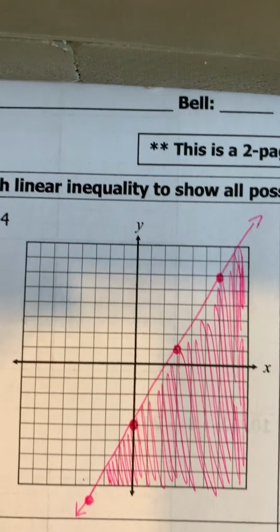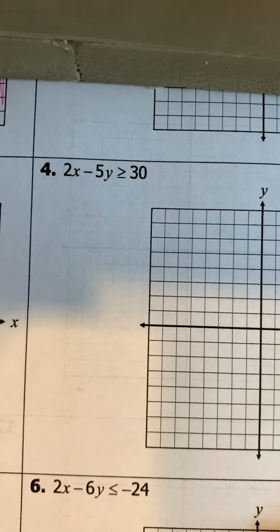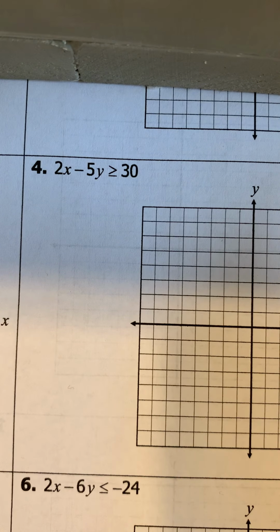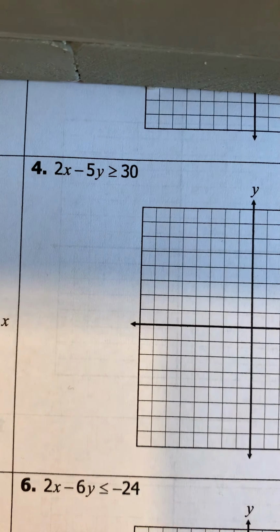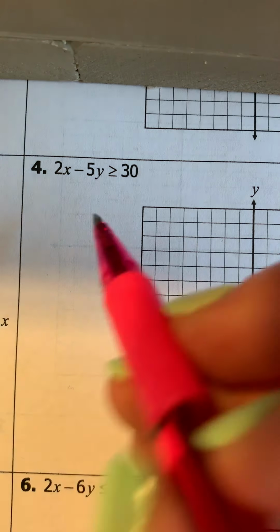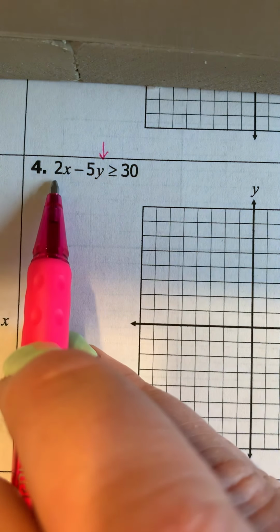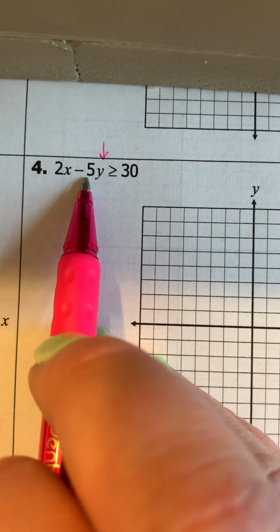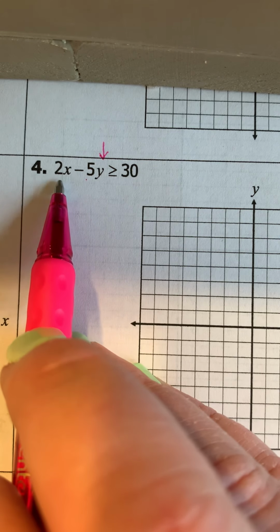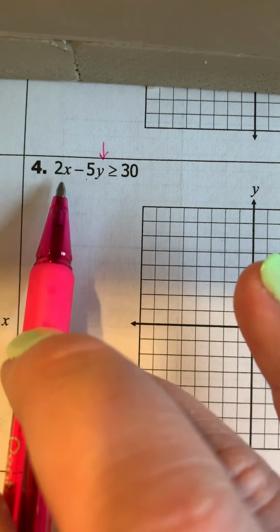Okay, all right, looking at number 4, we have 2x minus 5y is greater than or equal to 30. So first thing that you should notice, this is not in y equals mx plus b form, so we have to solve it so it is. So we want to get the y by itself. So that means we need to get rid of this 2x and eliminate the -5. Always eliminate the 2x first, so the term that is not with the y.